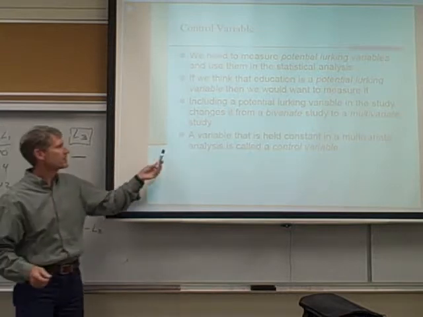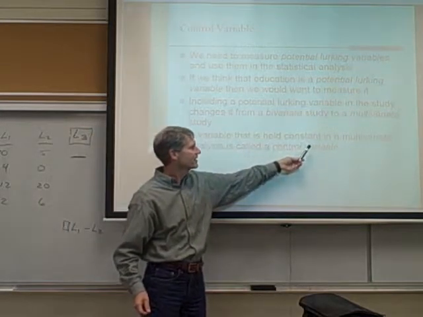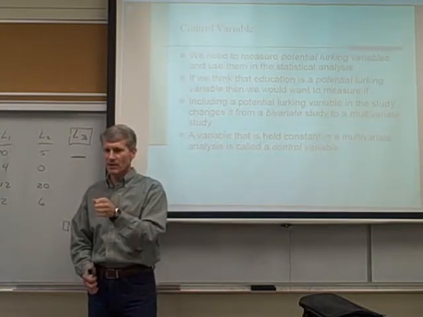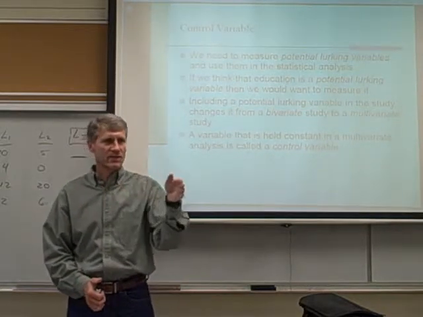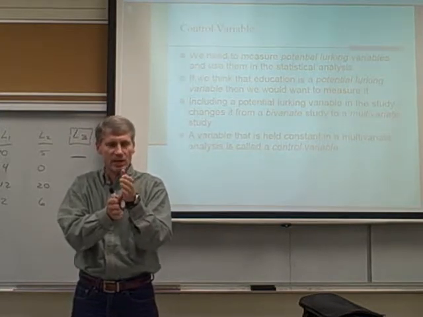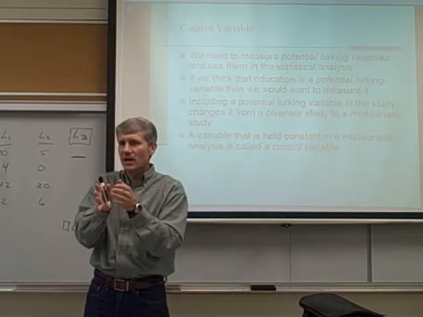So this last bullet says, a variable that is held constant in a multivariate analysis is called a control variable. So that's what I was talking about. Hold educational level constant. Analyze within those with low education, within those with medium education. Right? So you hold it constant and do an analysis.